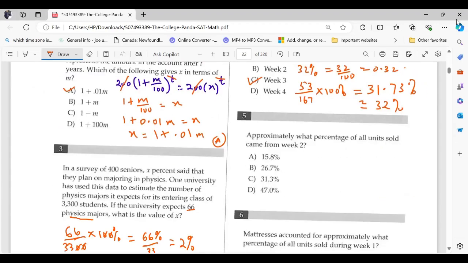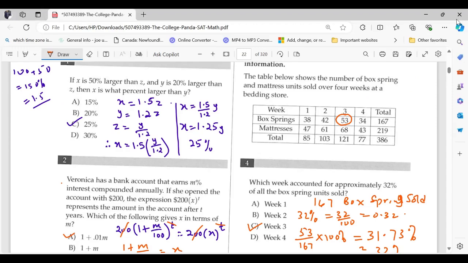Number 5. Approximately what percentage of all units sold came from week 2? Let's go to week 2. So all units sold. Look at all the units sold here, 386.